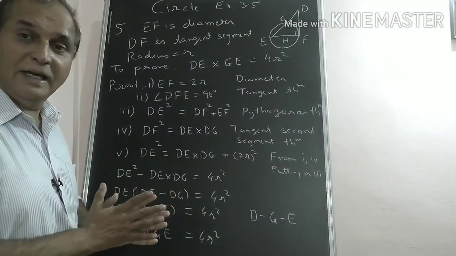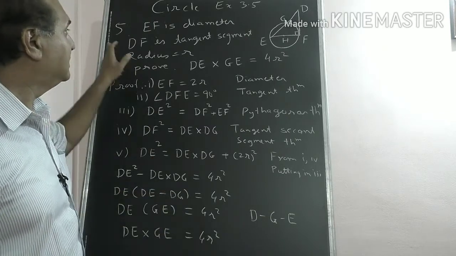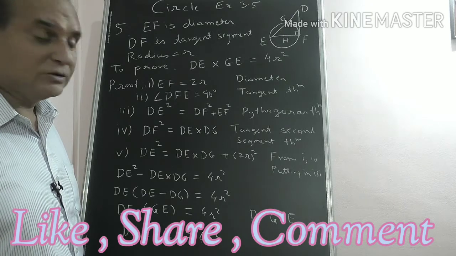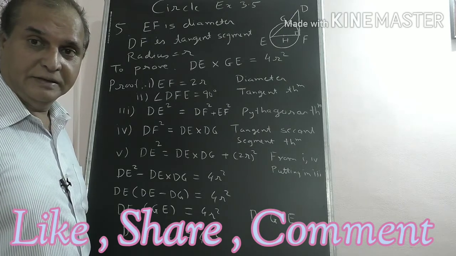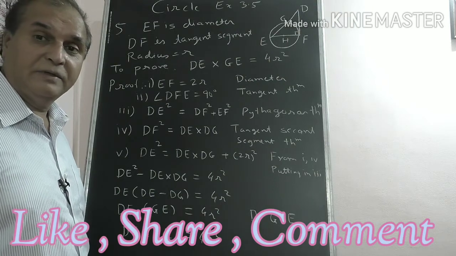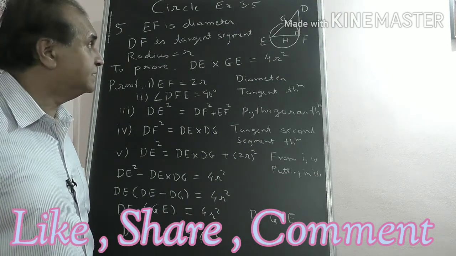Okay, we'll go ahead with the last sum of exercise 3.5, that is the fifth sum. It is a proof, it can come for more marks, so understand carefully. Okay, and reason is needed. In geometry, every step reason is important.